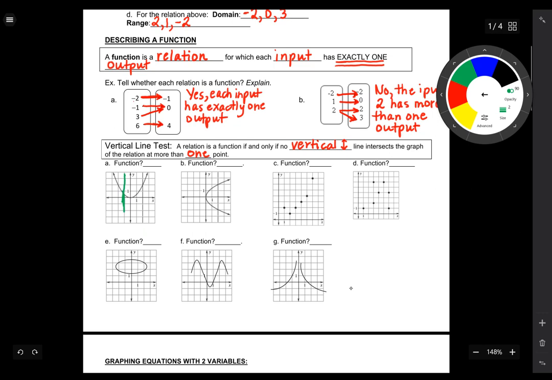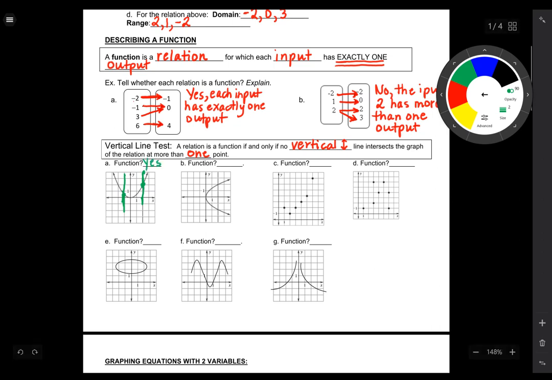Oops. And I just drew it right there, but you could have drawn it right here. And you have to figure out how many times it touches that graph. Here it only touches once, there it only touches once, and so on. So if it only touches the graph in one spot, it is a function.